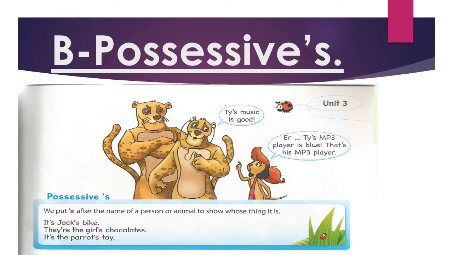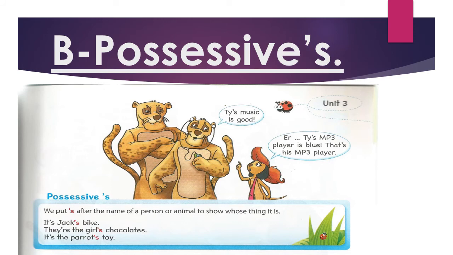B, possessives. Possessive in a short sentence means I'm going to put apostrophe s beside the noun or the word to show that this thing belongs to this person. For example, in our picture we can see Mia and Tai and another person standing. Tai says, "Tai's music is good." Mia says, "Tai's MP3 player is blue."